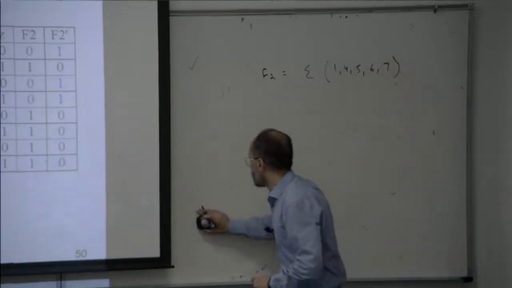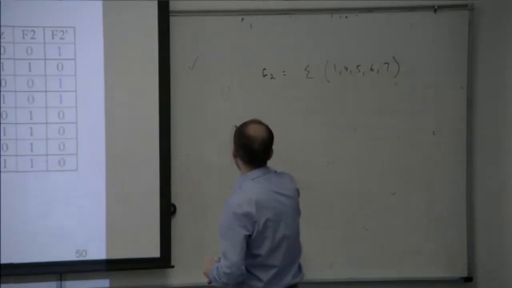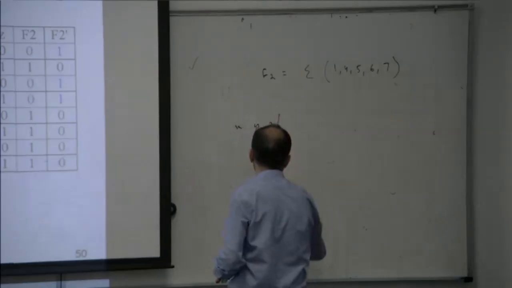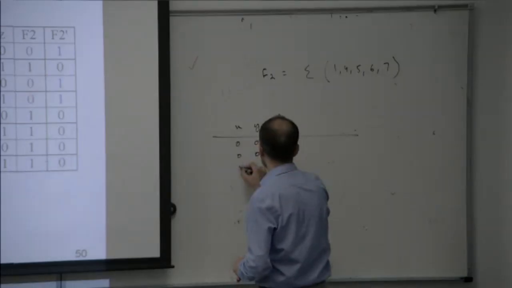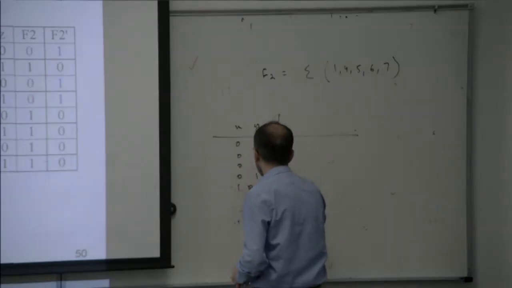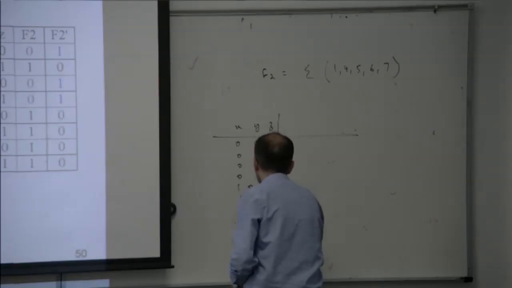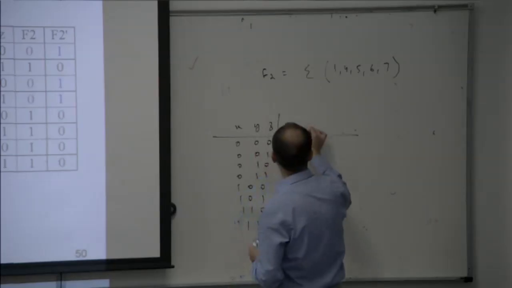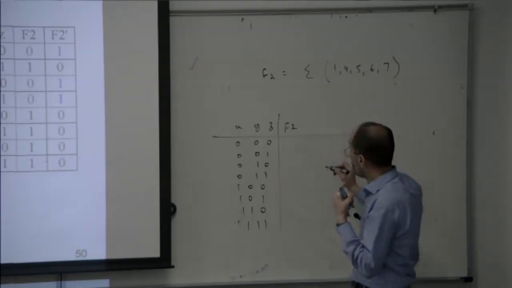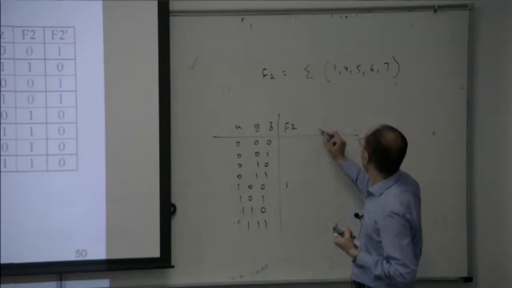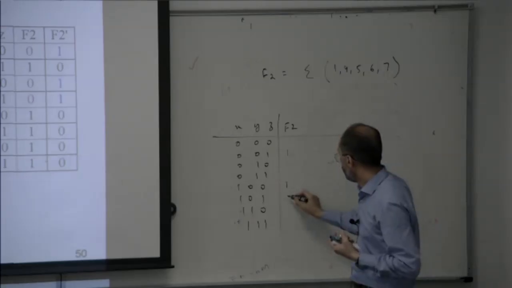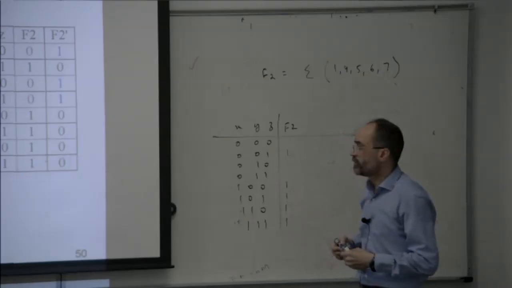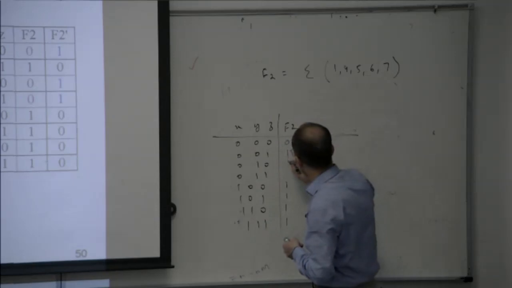Got it? Okay, now please look here. Now we have 3 variables X, Y, and Z: 0, 0, 0, 0, 0, 1, 0, 1, 0, 0, 1, 1, 1, 0, 0, 1, 0, 1, 1, 1, 0, and 1, 1, 1. Now we have F2. F2 is 1 at 1, 4, 5, 6, and 7. So now this is F2.